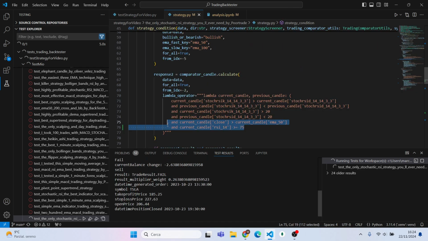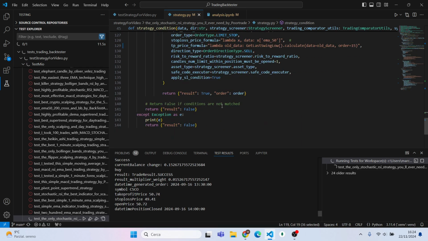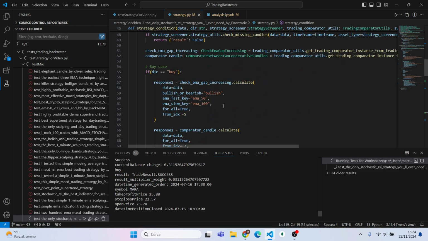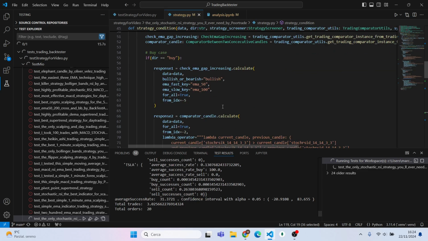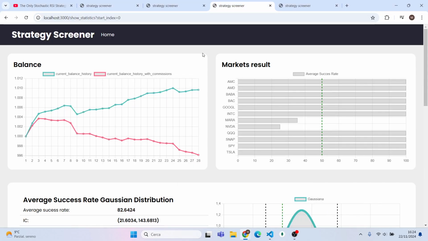I have already added the conditions, so this one and this one. Okay, here you can see all the code, if you want to check it. But now let's see how it performed. So it's already run all the strategy, and as you can see, 82 as average success rate. But look at the balance. It would have gained only $10. That's not good.